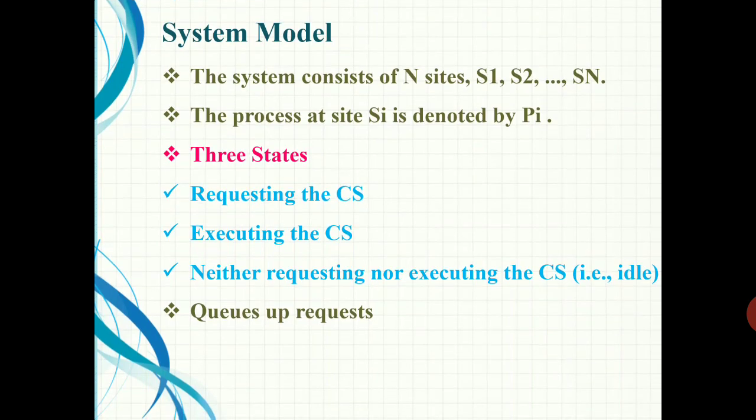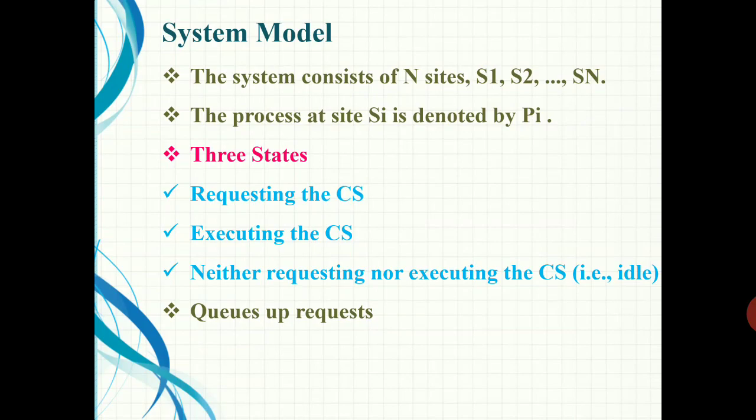First of all, the system model. The distributed system consists of n sites numbered S1, S2, S3 up to Sn. We assume that a single process is running on each site. The process at a site Si is denoted by Pi. A particular site may contain more than one process, which we denote using some number, that is Pi.